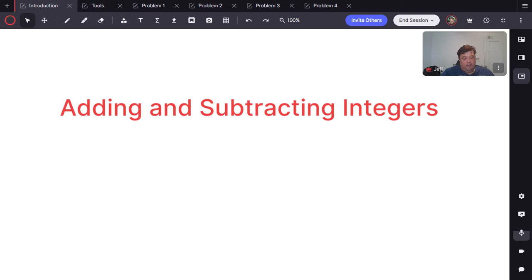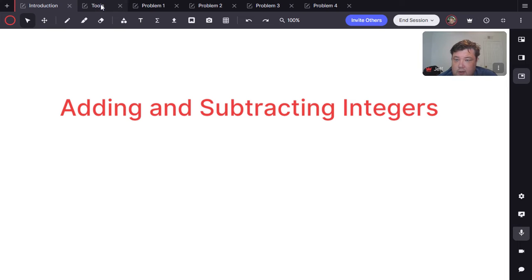And integers, again, are numbers that can be negative, they can be zero, they can be positive, but they can't be fractions. They can't be decimals. They can't be part of a number, right? They just have to be a whole number, but that includes zero and negatives.